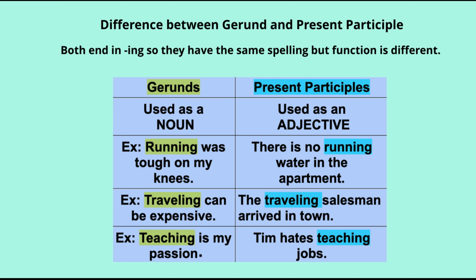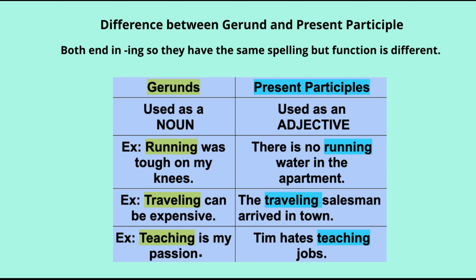Running was tough on my knees. Here in the sentence, running is the subject of the sentence. So, running acts as a noun and it is the gerund. There is no running water in the apartment. So, what kind of water? Running water. So, here running is an adjective. So, that would be a present participle.